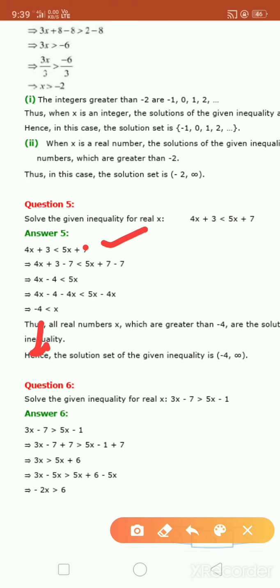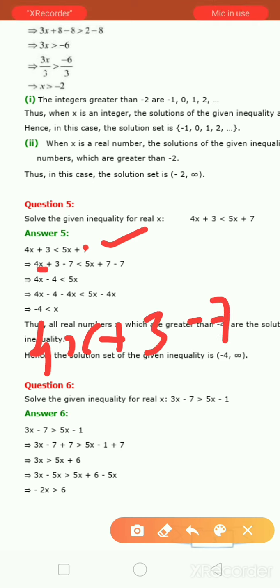Subtract it by 7, you will get 4x plus 3 minus 7, as given here, is less than 5x plus 7 minus 7. So simplify it. You will get 0 here. 5x is less than... what is 4x plus 3 minus 7? 3 minus 7, the biggest number is 7, so you have minus 4.